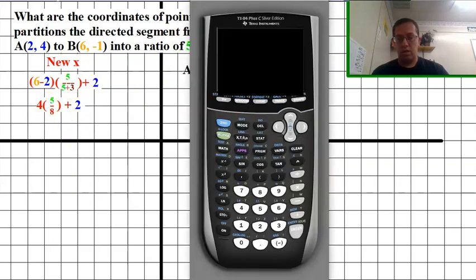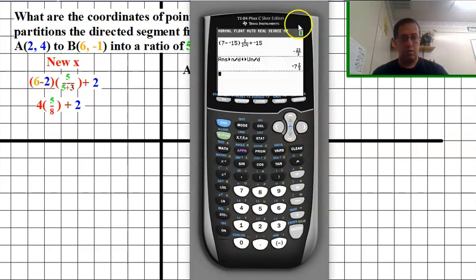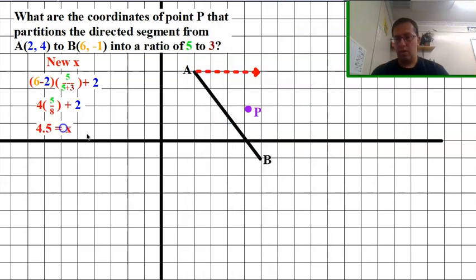And you can just take this and stick it in a calculator. I have one here. Let's turn it on. Okay, my numbers are all messed up. There we go. Let's clear that out. So we have 4 times 5 over 8, hit the parentheses, there we go, plus 2. And we get 4.5. All right, 4.5. So my x value for point P is going to be 4.5.